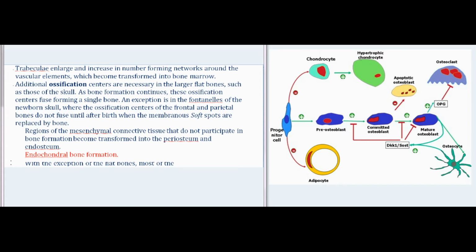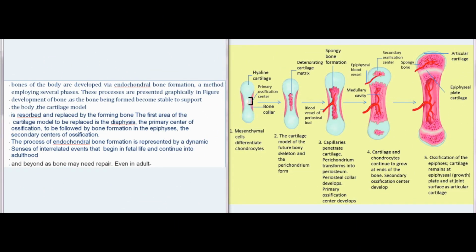Endochondral bone formation. With the exception of the flat bones, most of the bones of the body are developed via endochondral bone formation, a method employing several phases. These processes are presented graphically in the figure on development of bone. As the bone being formed becomes stable enough to support the body, the cartilage model is resorbed and replaced by the forming bone. The first area of the cartilage model to be replaced is the diaphysis, the primary center of ossification, to be followed by bone formation in the epiphyses, the secondary centers of ossification.